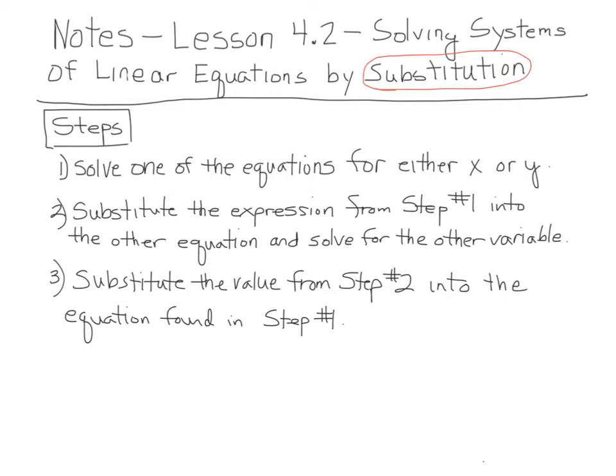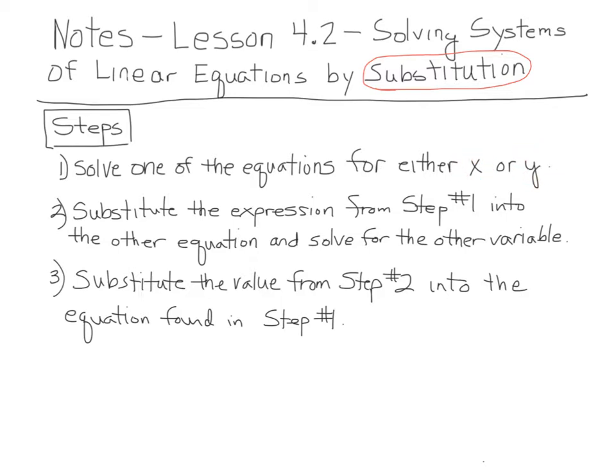Step number 1. You're going to solve one of the equations for either x or y. You get to choose. So you look at both equations and you decide what's easier. Should you solve for x or for y? And which equation would be the easiest to do? Once you've done that, so you're either going to solve for x or for y.